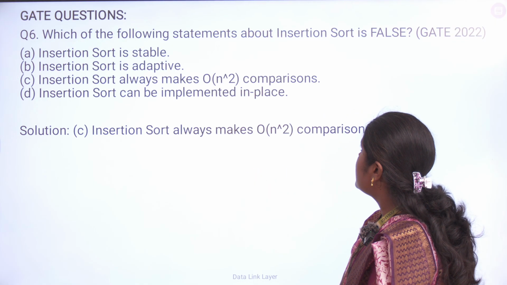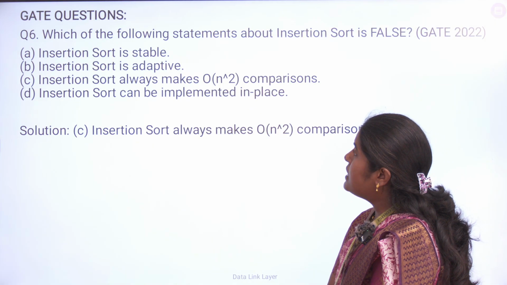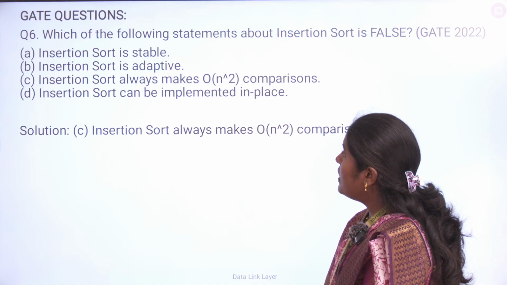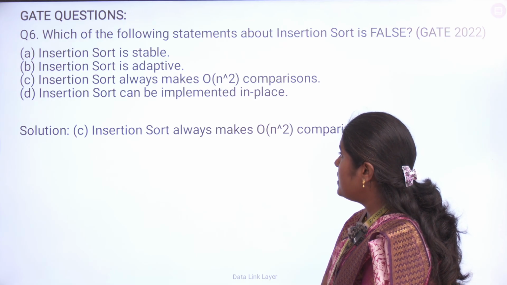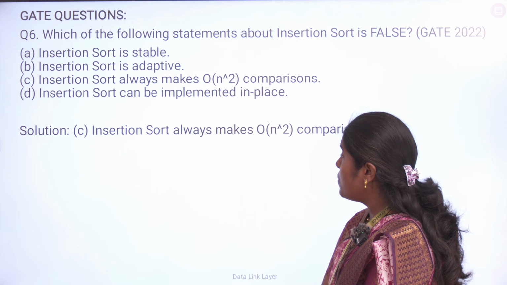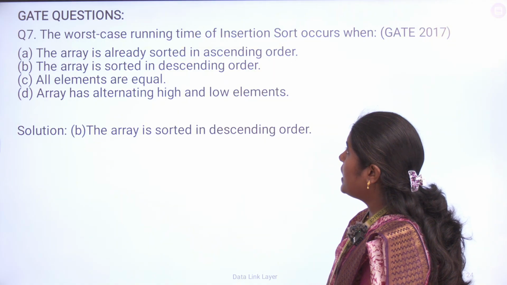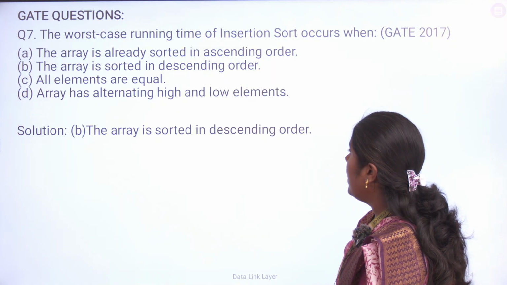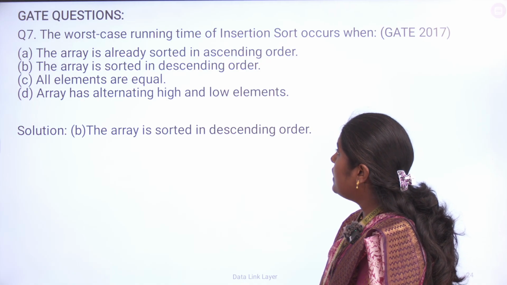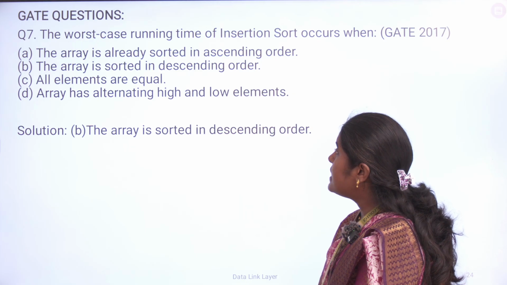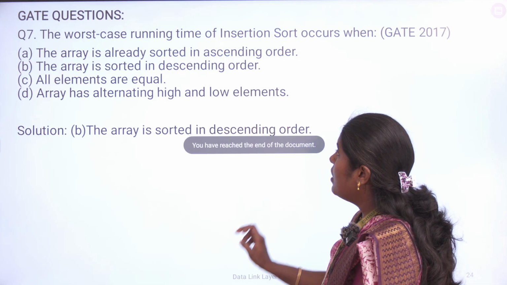Sixth question: which of the following statements about insertion sort is false? The options given are: insertion sort is stable, insertion sort is adaptive, insertion sort always makes O of n square comparisons, insertion sort can be implemented in place. The solution is insertion sort always makes O of n square comparisons. Seventh question: the worst case running time of insertion sort occurs when? The options given are: the array is already sorted in ascending order, the array is sorted in descending order, all elements are equal, the array has alternating high and low elements. The solution is the array is sorted in descending order.